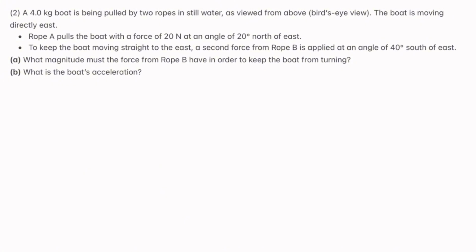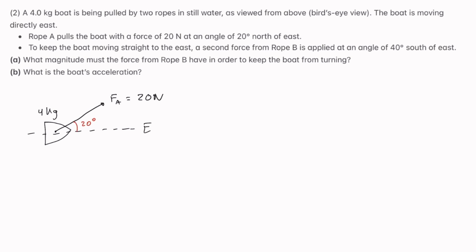For our second problem, we have a 4 kilogram boat that is being pulled by 2 ropes in still water as viewed from above. The boat is moving directly east. So we have our boat that is 4 kilograms moving directly eastward. Rope A pulls the boat with a force of 20 newtons at an angle of 20 degrees north of east.